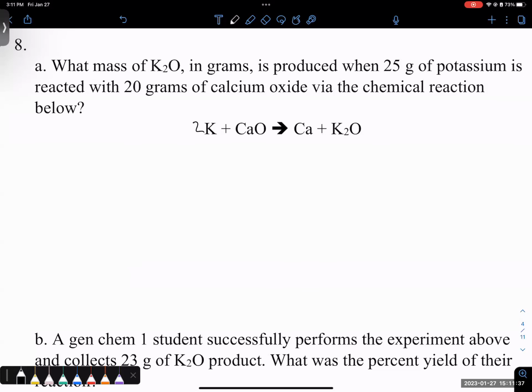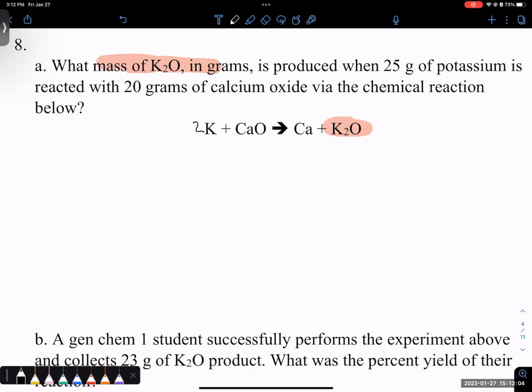Okay, so it's potassium oxide that the question is concerned with. That's just from reading the problem here. What mass of K2O is produced when these two substances are mixed? That means we have to get from our reactants to grams or moles of potassium oxide, and then we can compare from there.